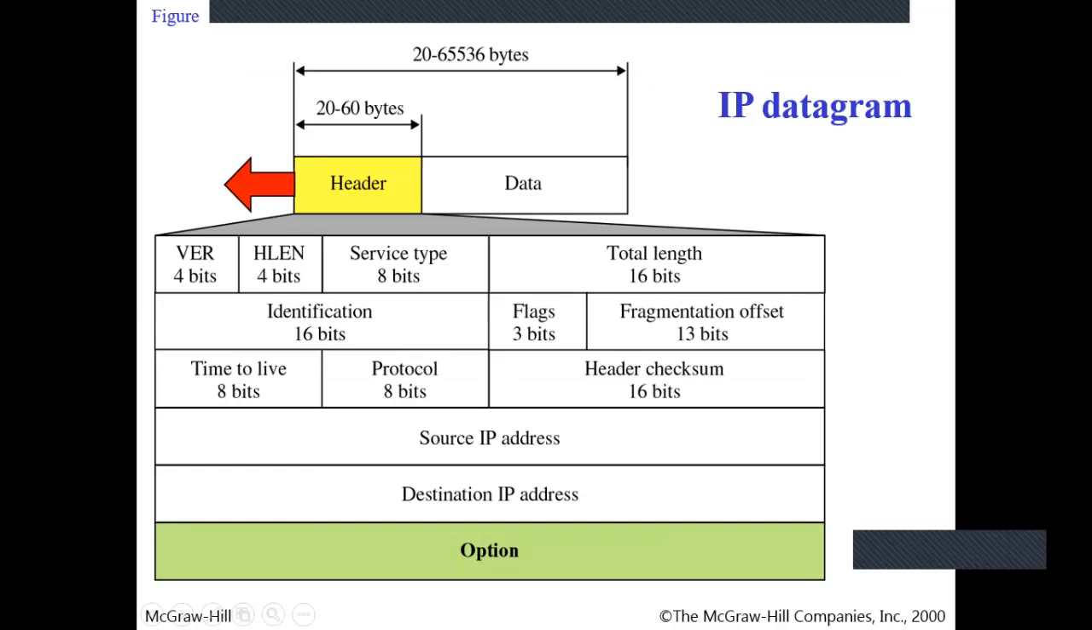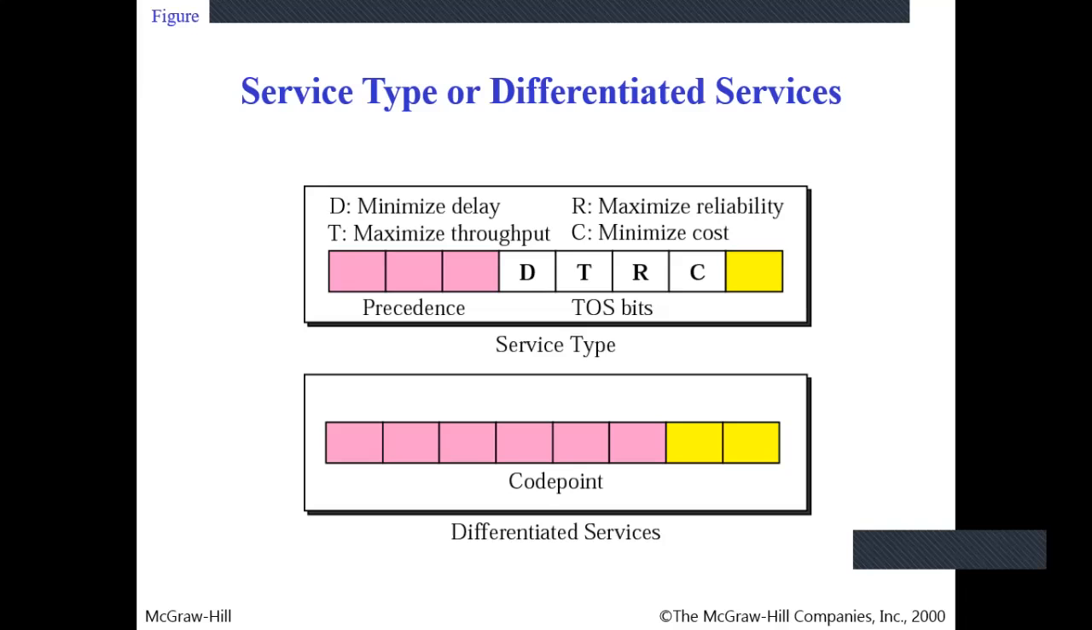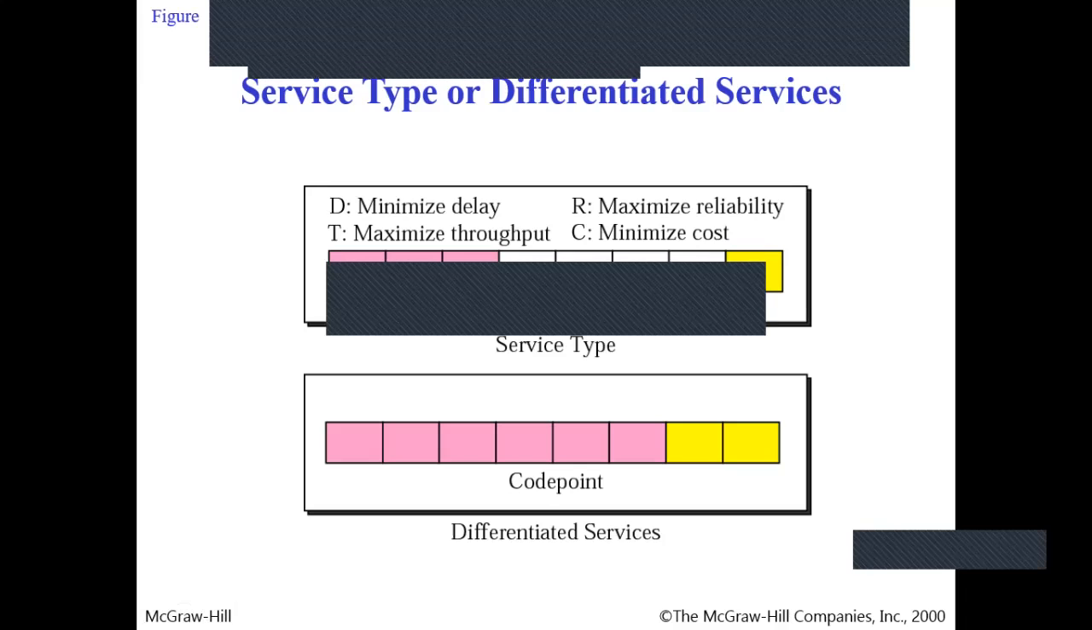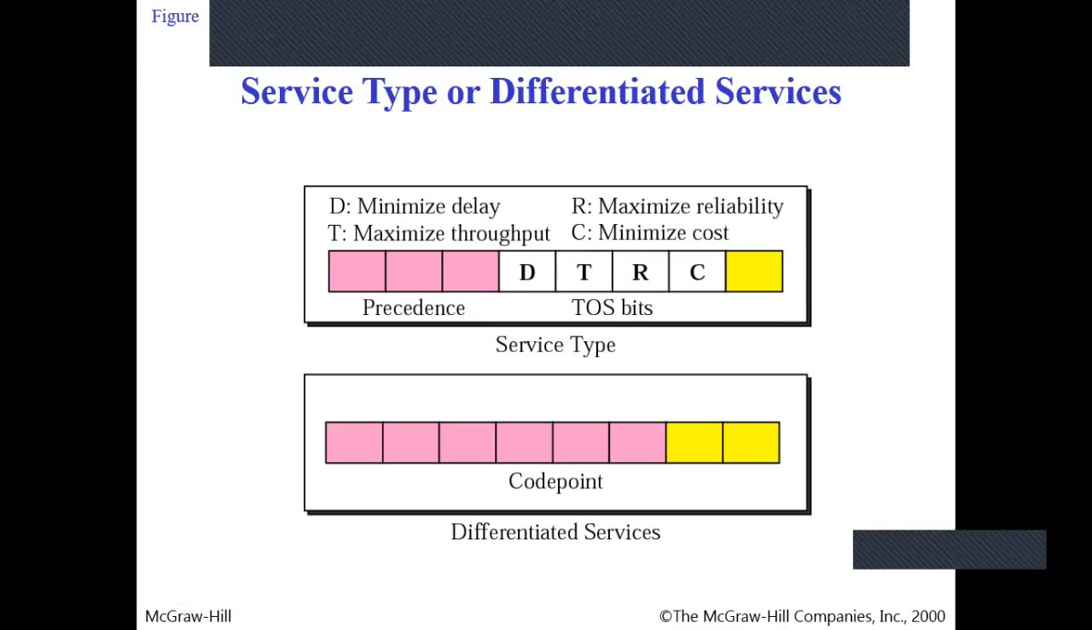In this particular service type field, or type of service bits, only one type of service is handled by IPv4 at a time. Either it provides minimizing the delay, or maximize throughput, or maximize reliability, or minimizing the cost. Clear?